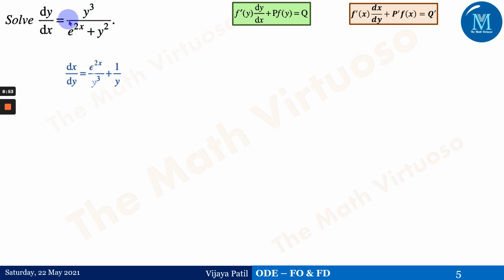Suppose we take the reciprocal of this particular equation, we'll be getting dx upon dy plus e to the power 2x upon y cube plus 1 upon y. That means this particular equation we cannot solve using the dy upon dx format. So we need to move ahead with the dx upon dy format. It's very simple to understand, provided you go about understanding each and every format. So this is not possible. Yes, this is easily possible.